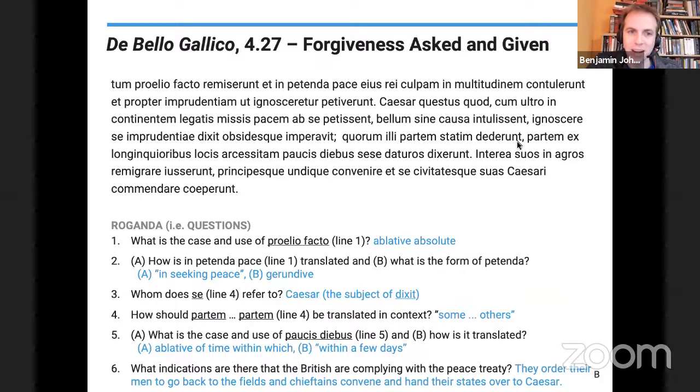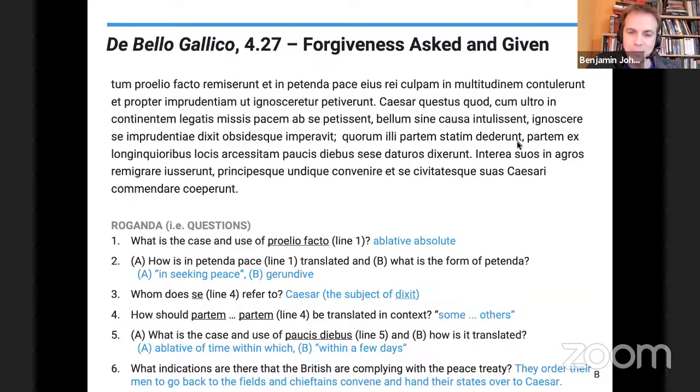And so Caesar said, having complained that, although he had sent these people with the legates sent to the continent, he had sought peace, that they had brought on war without cause, and that he would forgive them for their imprudence, and he ordered hostages again. So "say" here refers to Caesar, and that is the subject of dixit.